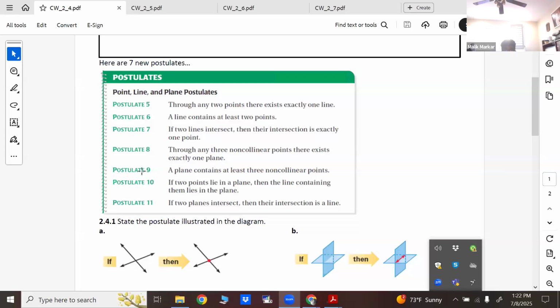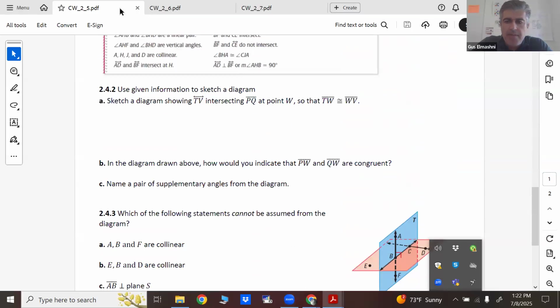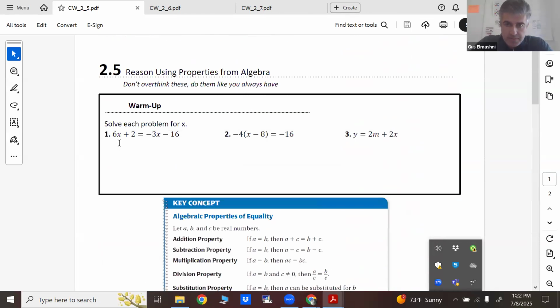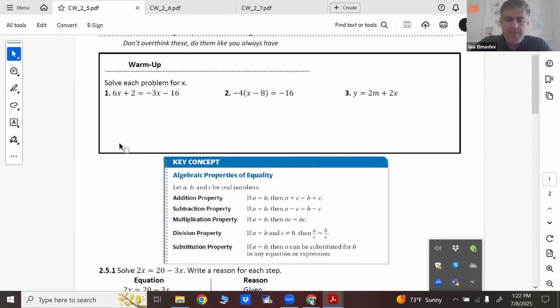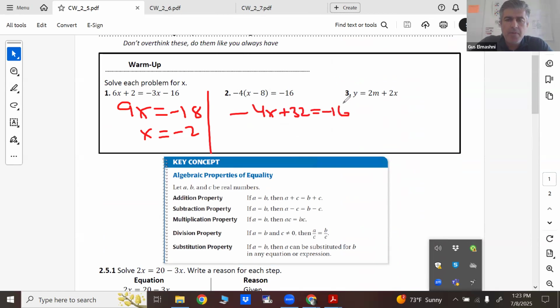Okay, so let's look at 2.5 then. Here we're going to solve for x. So it's pretty obvious 9x equals negative 18. X equals negative 2. Here, negative 4x plus 32 equals s. Negative 4x equals negative 48. X equals 12.